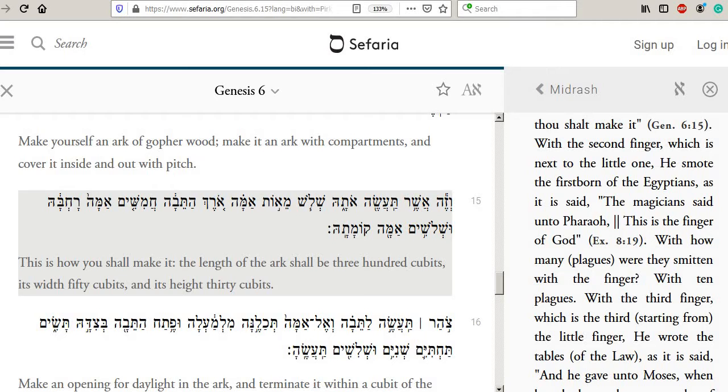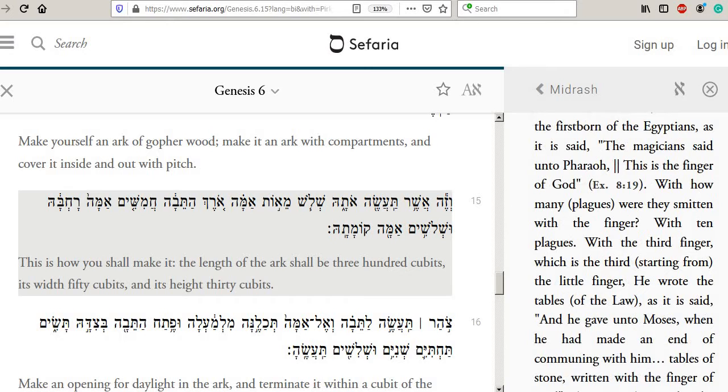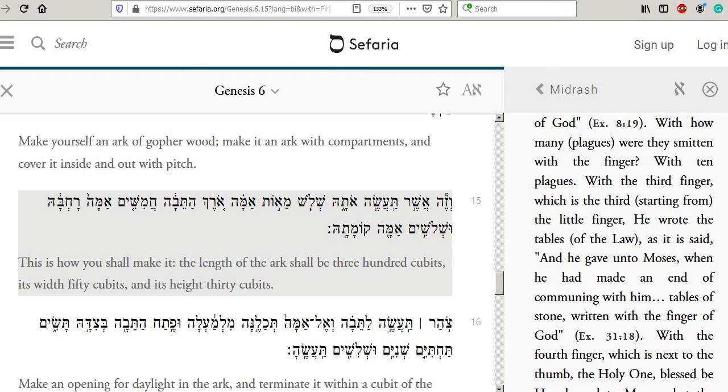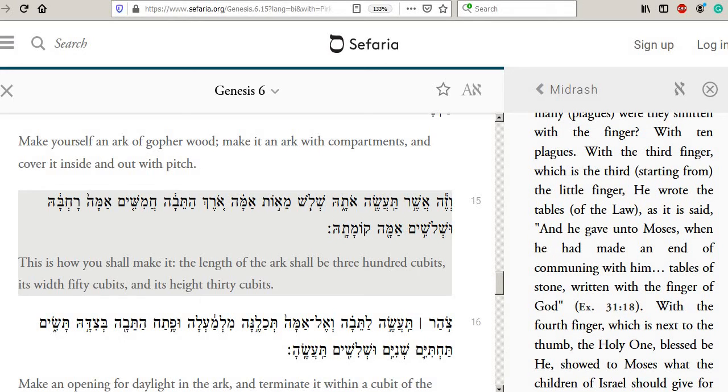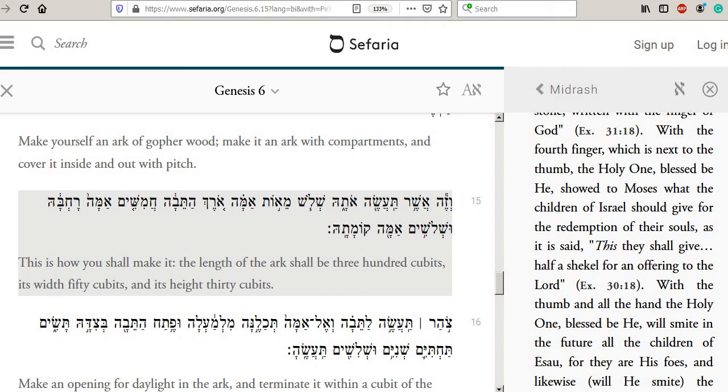So it goes on to say, with the second finger, which is next to the little one, he smote the firstborns of the Egyptians in Exodus. The magician said unto Pharaoh, this is the finger of God, in Exodus 8:19. With how many plagues were they smitten with the finger? With 10 plagues. With the third finger, which is the third starting from the little finger, he wrote the tables of the Torah, as it is said, and he gave unto Moses, when he had made an end of communing with him, tables of stone, written with the finger of God, Exodus 31:18.